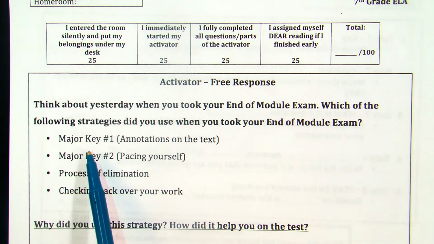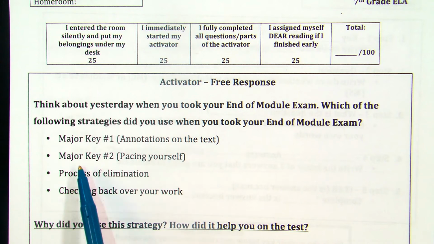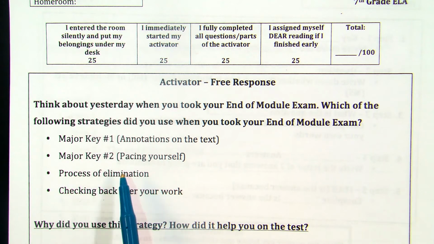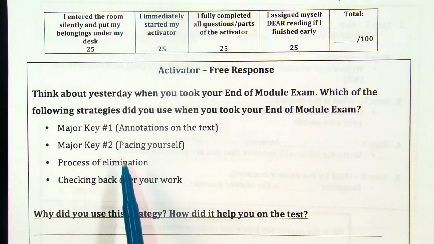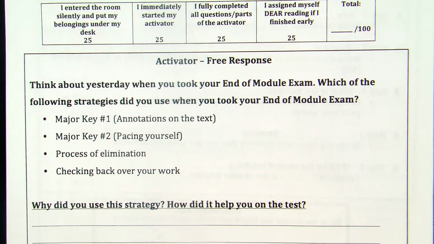Did you use major key number 1? Did you annotate on the text? Major key number 2, pacing yourself. Process of elimination on the multiple choice and multiple select, or checking back over your work. Choose at least 2 of these, and I want you to answer the following.